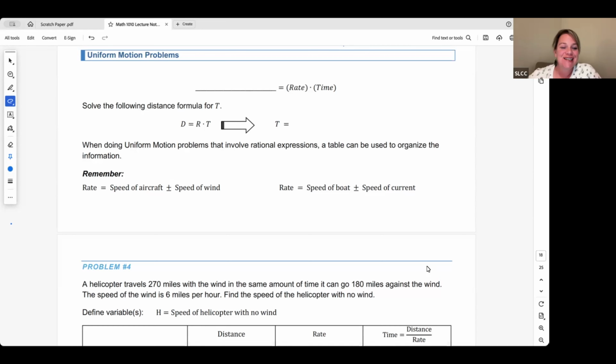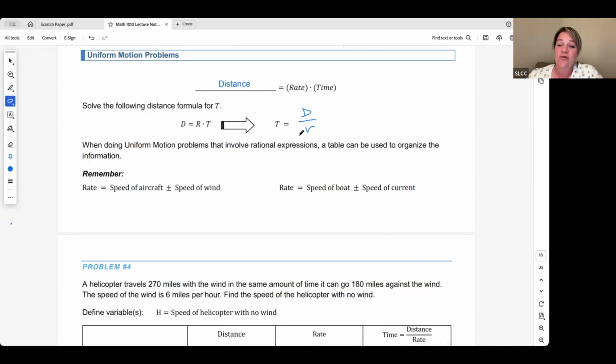Recall that distance equals rate times time. If you just divide both sides by r, you can get another version of that formula. Distance equals rate times time. Let's divide both sides by the rate. So time equals distance over rate.